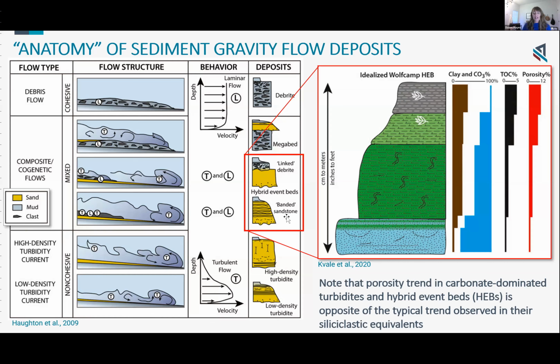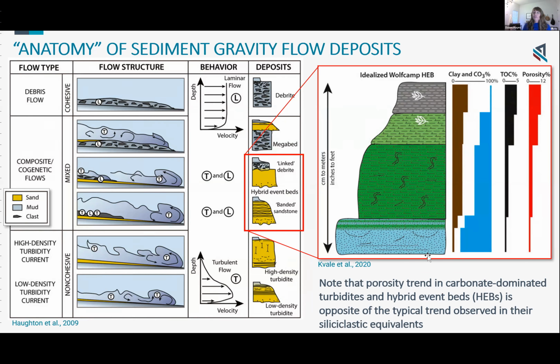Not always easy to separate, but they form these beds in the Delaware Basin that usually look a lot like this one here at the top. Some people call them linked debrites. They will have the coarse grain material at the base, and then the finer grain material with a lot of soft sediment deformation and folding of sediments, and they grade upward into really muddy sediments.